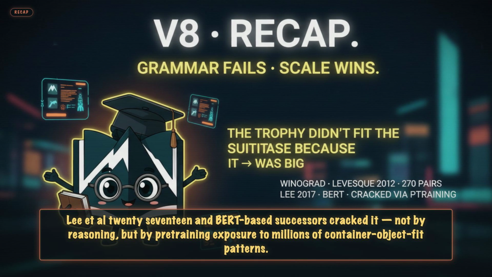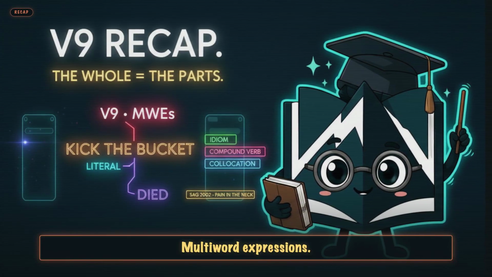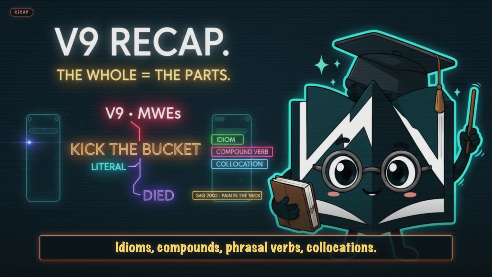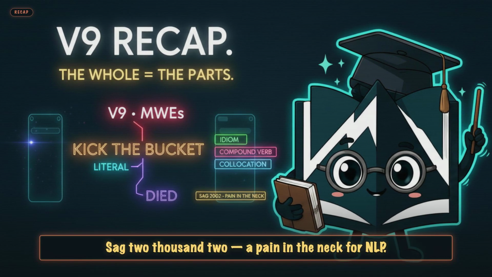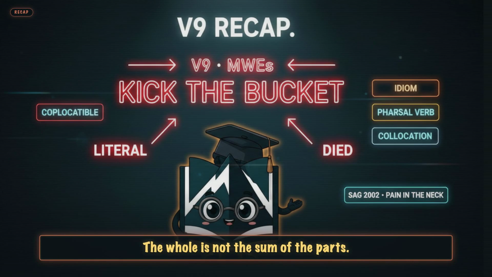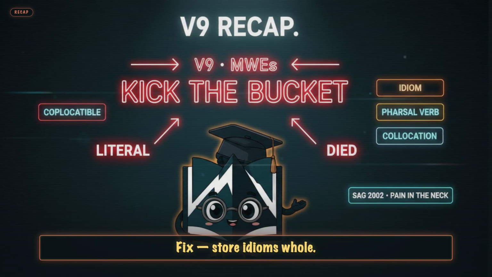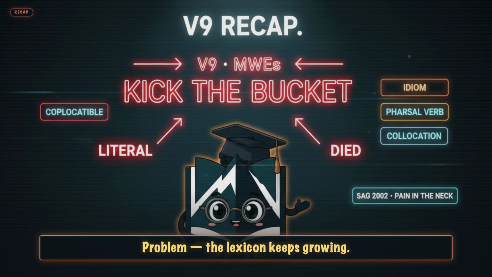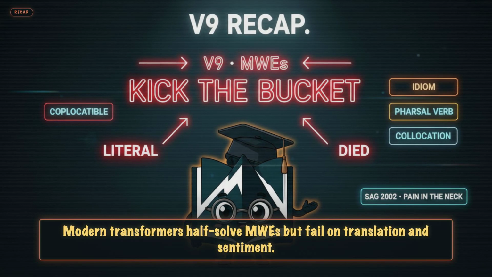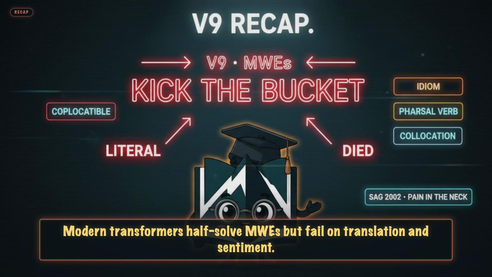V9. Multi-word expressions. Idioms, compounds, phrasal verbs, collocations. Sag 2002. A pain in the neck for NLP. The whole is not the sum of the parts. Fix: store idioms whole. Problem: the lexicon keeps growing. Modern transformers half-solve MWEs, but fail on translation and sentiment.